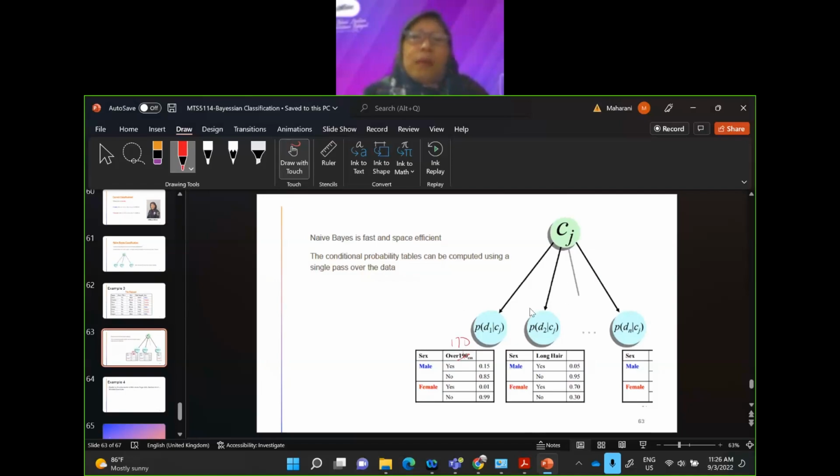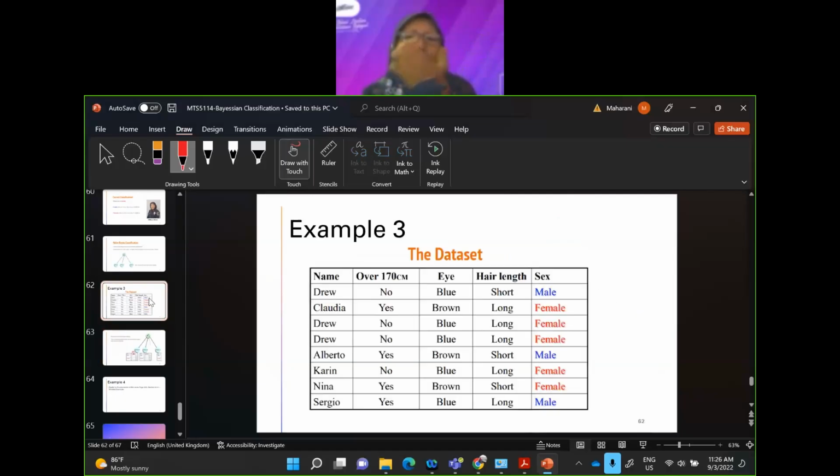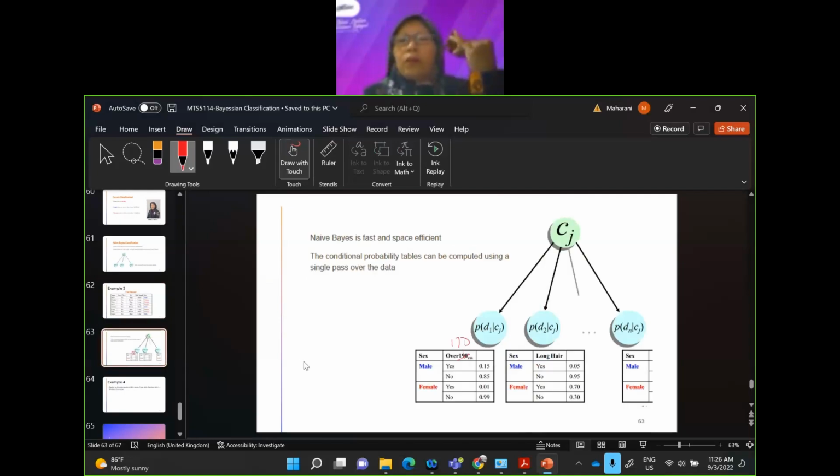Okay, it's like this. So, first, male with height. Male or female with height. You have to compute all of them. And you got this one. I don't know whether they are correct or not. Okay, and then male with long hair, female with long hair. And then the next one, male with eye, female with eye. Then from that you compute using the Bayes theorem, and you have to compute all of these, P(D1), P(D2), and so on. Okay, and then find the largest one.